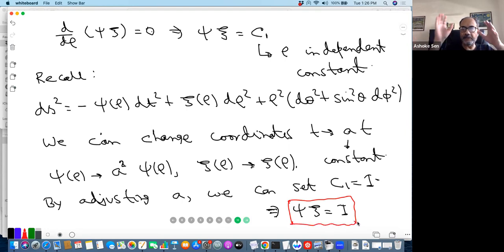But once you have done that, you have to keep in mind that you have already used up the freedom of rescaling the time coordinate, and you will not be able to scale it again to set something else equal to 1, right? Because then this equation will get changed. Are there questions?